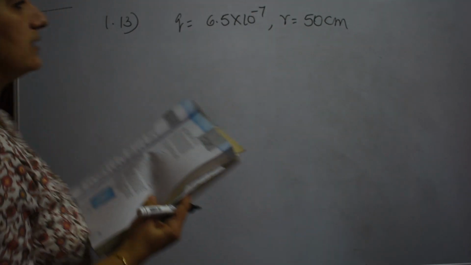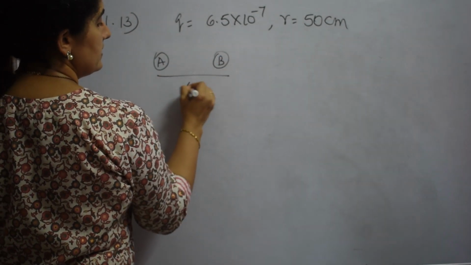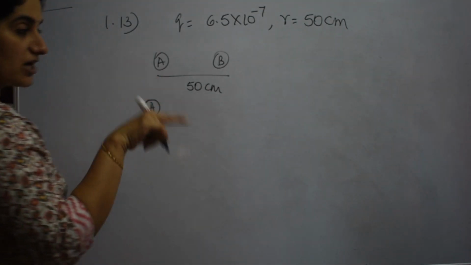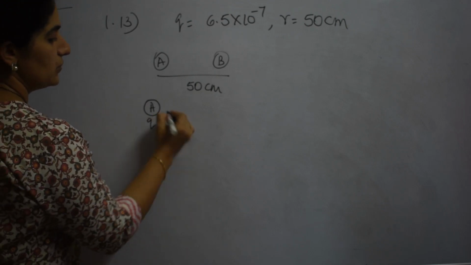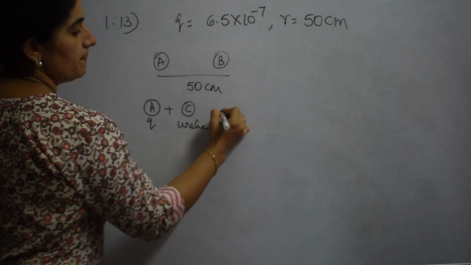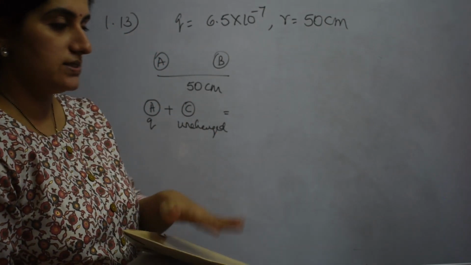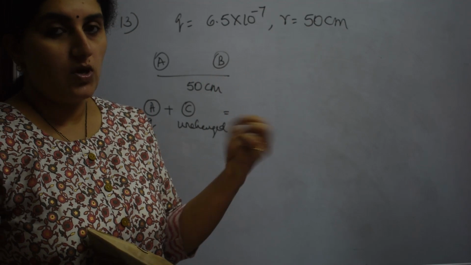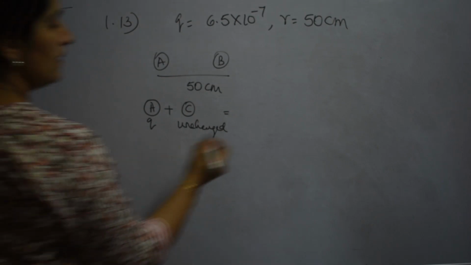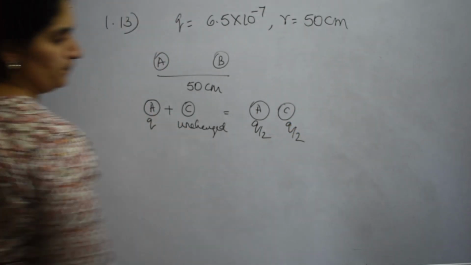Correct? So now what is the question? You have two spheres of same radii separated by a distance of 50 centimeter. Now there is a new uncharged one, say C, which I will write as Q plus C uncharged, is brought. We have already seen that when two spheres are brought closer, charges from the charged body are transferred to the uncharged body so that it becomes equal. So now I will have A as Q by 2 and C as Q by 2.